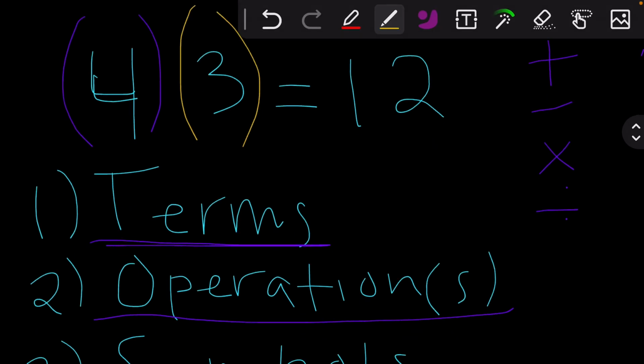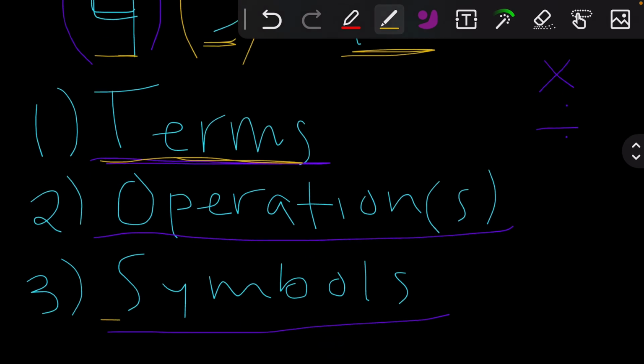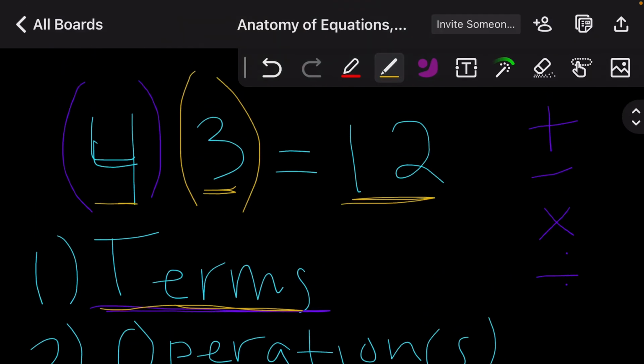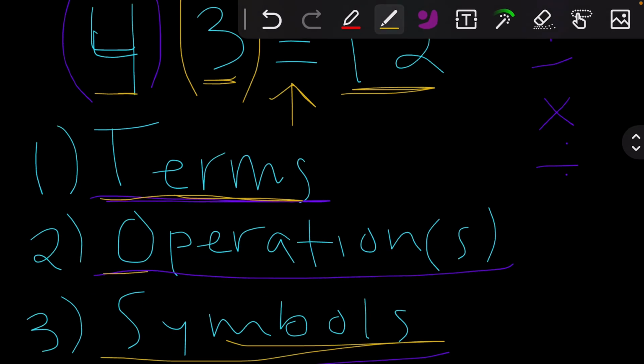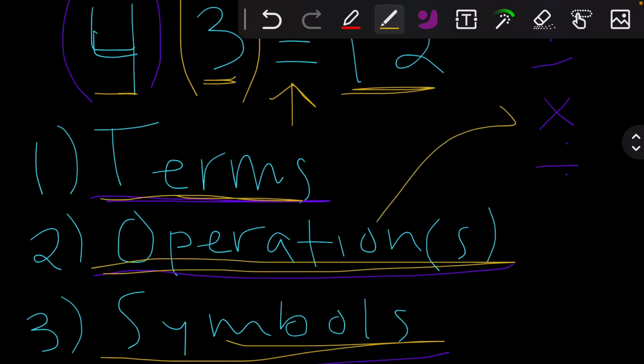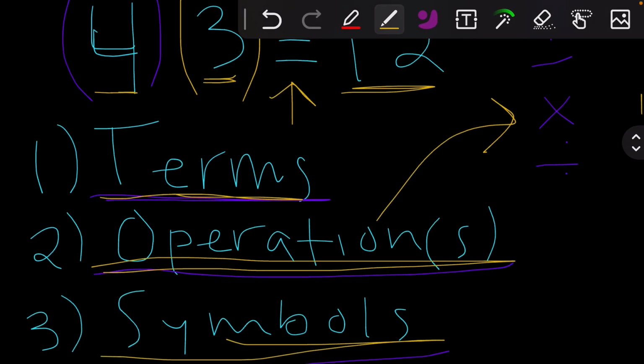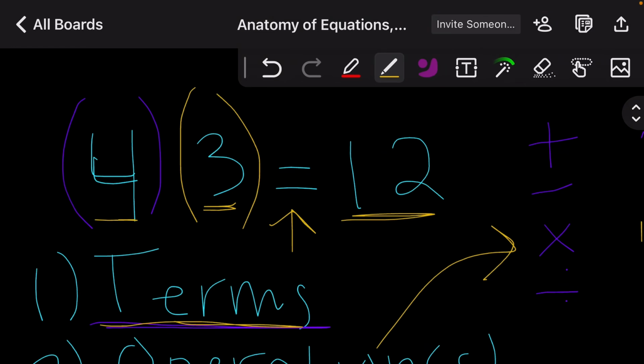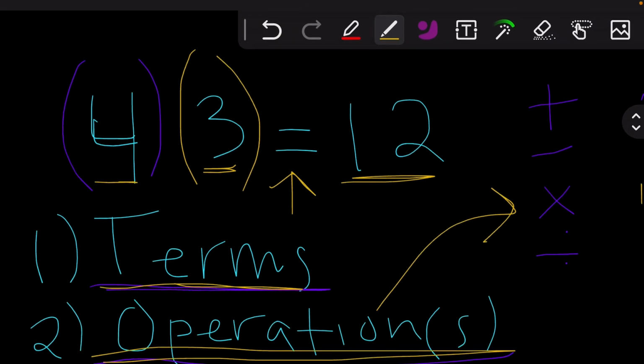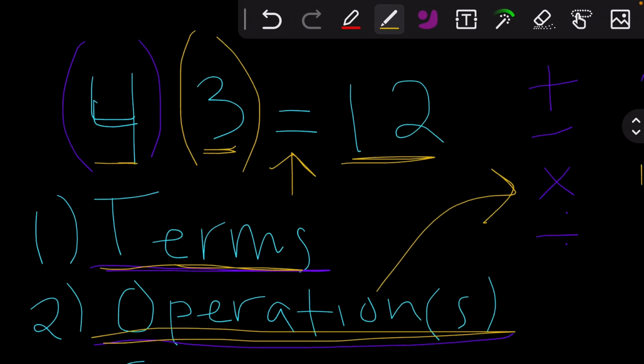Notice that the terms don't change. We still have the same terms, 4, 3, and 12. The symbols did not change. Our major symbol, the equal sign, did not change. Really, the operation did not change either. All of this is multiplication. All the different ways that we've been talking about are just ways to show multiplication. So the operation that we're performing, what we're being asked to do, did not change.